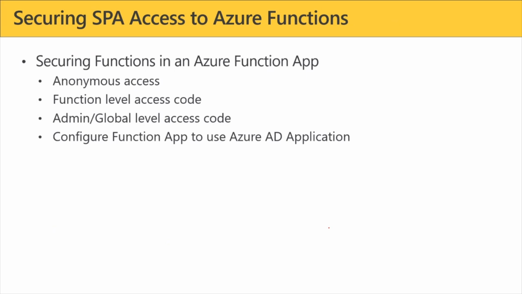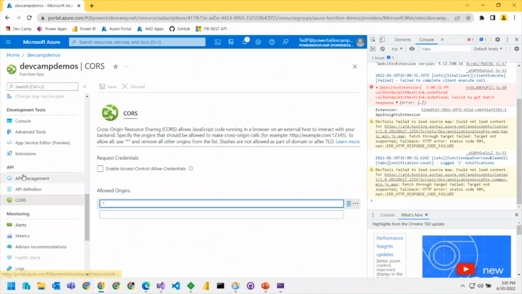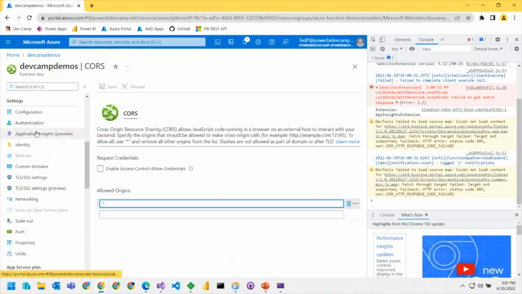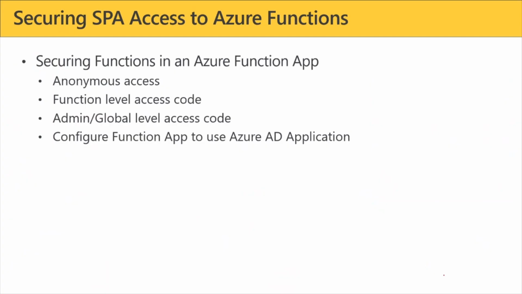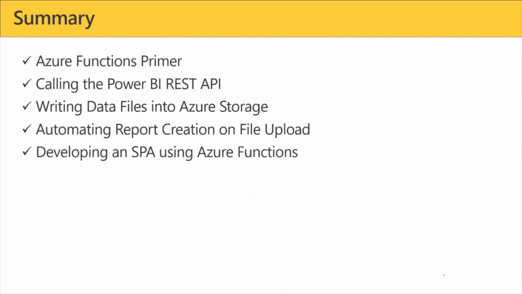But Azure Functions have lots of options to put security. You can have function level access codes that get put on as a query string parameter. You can create admin or global level access codes. You can also go to a function app and configure authentication for you, add identity provider. So you can basically do anything with a function app that you would do with an Azure AD application, making users log in using any type of flow that is supported by Azure AD.